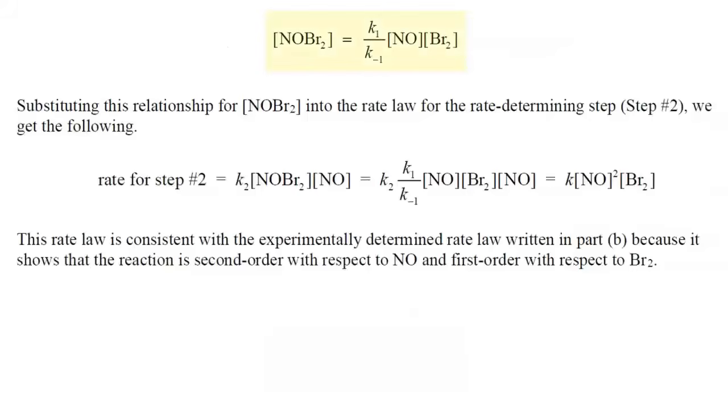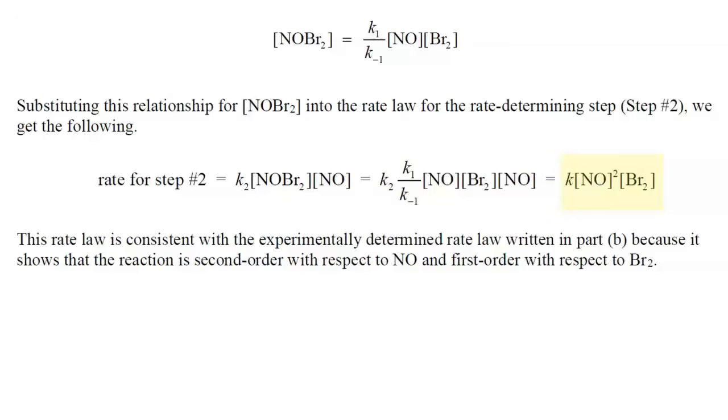So substituting this relationship for NOBr2, the concentration of NOBr2, into the rate law for the rate determining step, which is step 2, now we can replace the NOBr2 with the expression that we have. It looks a little bit complicated, but all of those K values can be just merged together as a single rate constant K, and we have NO squared, so to the second power, times Br2. So those concentrations are featured in the rate law.